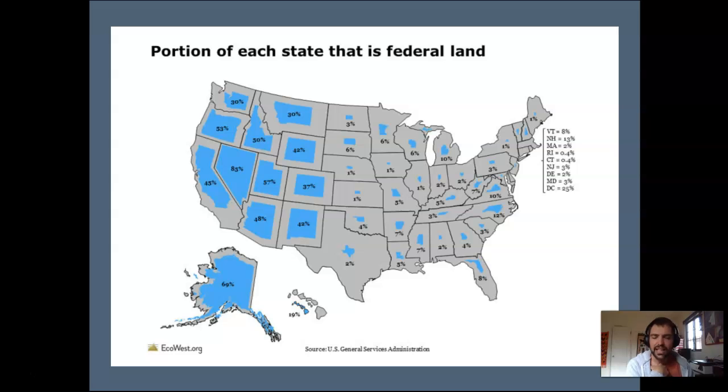And then here's each state and how much of that state is federal land. You can see New Mexico, 42% is federal, 69% in Alaska. So this gives you a sense too, like these are native lands. And so this really shows you how the federal government had stolen this land.